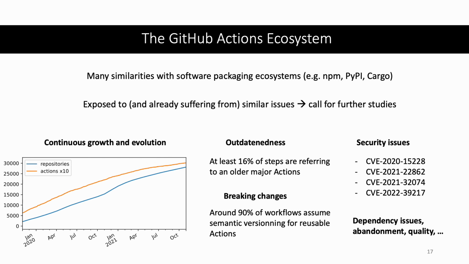Some of the problems that already exist in this ecosystem are, for example, outdatedness: at least 16% of the steps are referring to an older major version of actions. There is also the concept of breaking changes, because around 90% of the workflows assume semantic versioning for reusable components. And this semantic versioning means that whenever you have a major update, you could face the problem of breaking changes. You also have security issues, dependency issues, abandonment, and quality problems.